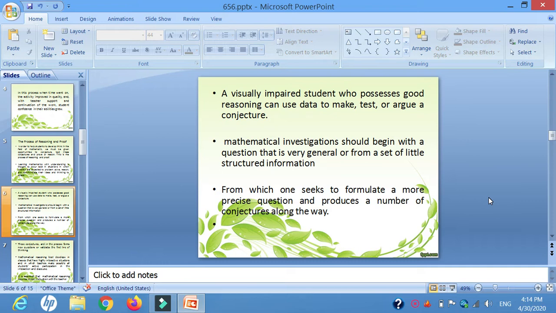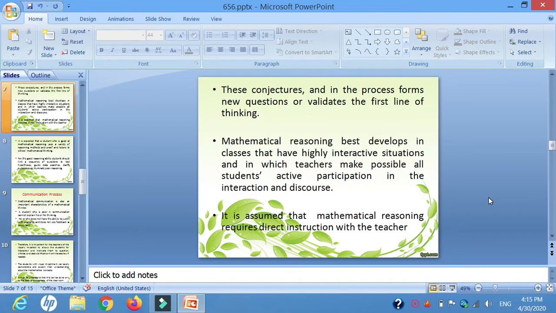Mathematical investigators should begin with a question that is very general or from a set of little structured information, from which one seeks to formulate a more precise question and procedures, and a conjecture along the way. These conjectures, in the process, form new questions or validate the first line of thinking.